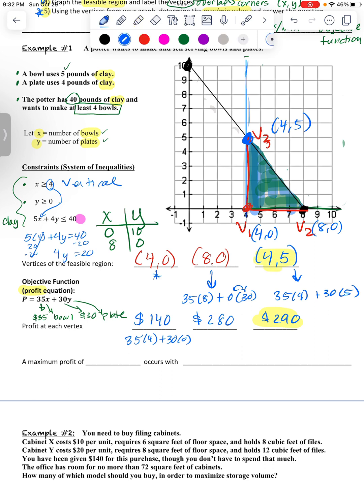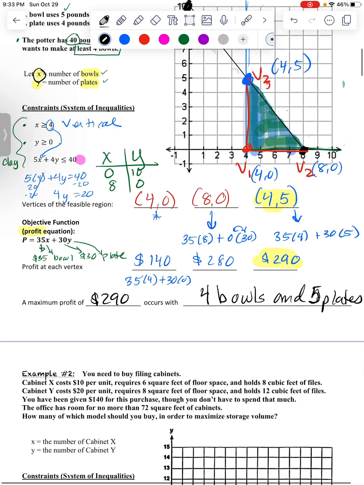And so when you're done, you just make a statement. This one says a maximum profit of $290 occurs with, and keep in mind what x was representing, 4 bowls and 5 plates. So in the end, you're just stating what is the best thing to do. So to maximize your profit, that's the best thing to do.